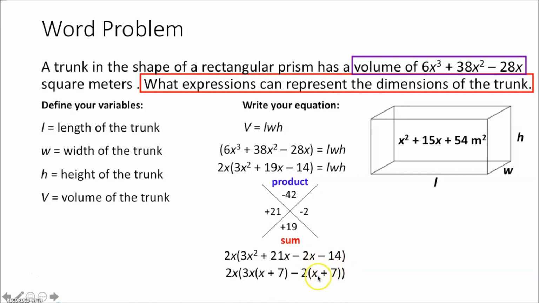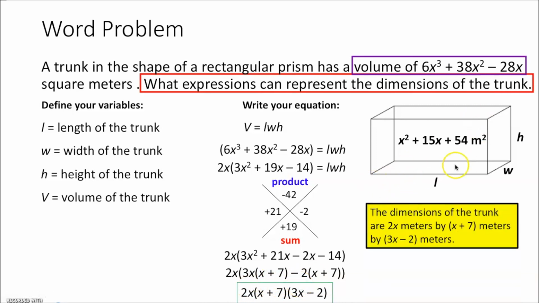Now you see that we have a common binomial expression, x plus 7, that we can factor out, so it's going to be 2x, and then parentheses, x plus 7, and then in the second set of parentheses we write our GCFs, which would be 3x minus 2. We now have three terms multiplied together, which can technically give us our length, width, and height. We don't know which one is which. We don't have enough information for that. We just know that these three measures make up the dimensions of our given rectangular prism. So we say that the dimensions of the trunk are 2x meters by x plus 7 meters by 3x minus 2 meters.